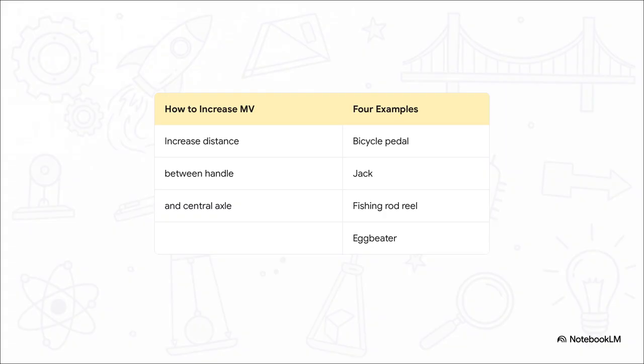Question 16 asks how a crank actually increases mechanical advantage. It's simple, by increasing the distance between the handle you're turning and the central axle. The wider the circle you turn, the easier the work becomes. And for question 17, we need 4 everyday examples of cranks out in the wild. Just look at the pedals on your bicycle, the jack used for lifting a car, the reel on a fishing rod, and the egg beater in your kitchen.